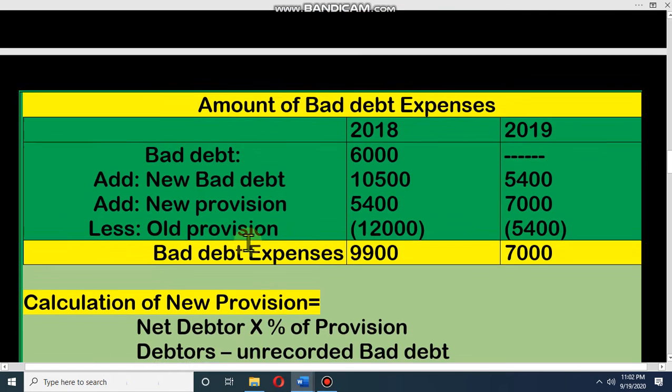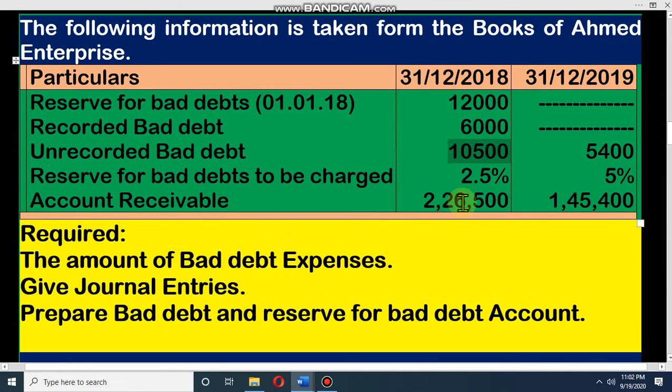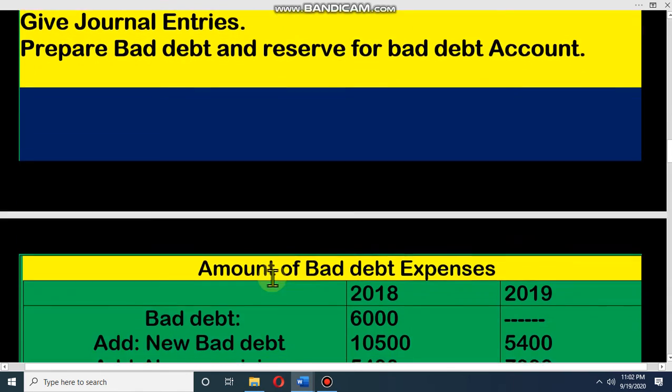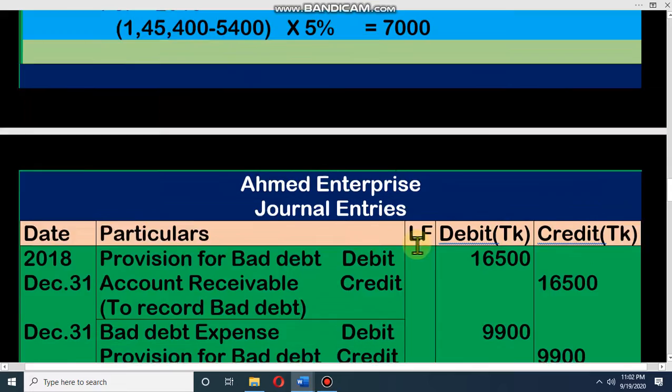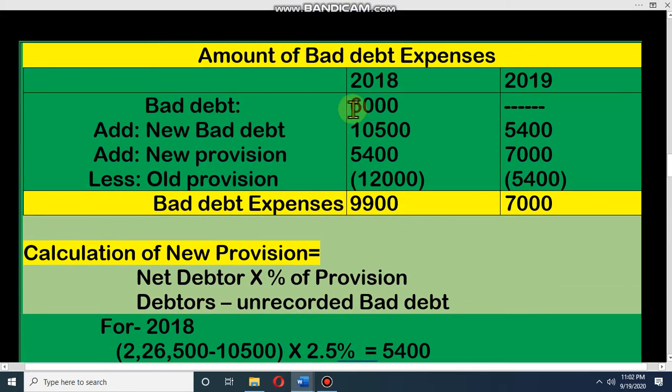So look at the question: what is the amount of debtors? It is 2,26,500 and unrecorded bad debt is 10,500. So the net debtor is 2,26,500 minus 10,500, and the rate of new provision is 2.5%. It is 5,400. Let's come to the calculation: bad debt 6,000, new bad debt 10,500, new provision we have just calculated 5,400, and less old provision.